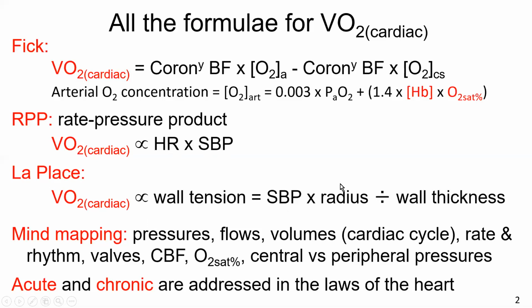Now the radius can change chronically with hypertrophy or dilatation of the ventricle, but it can also change acutely with, say, hypovolemia, increased preload, or in the exercise situation where you've got increased cardiac output and increased venous return, resulting in an increase in left ventricular end diastolic volume, which will create an increase in the radius of the heart during exercise that you wouldn't see at rest. And similarly, wall thickness can change both acutely and chronically.